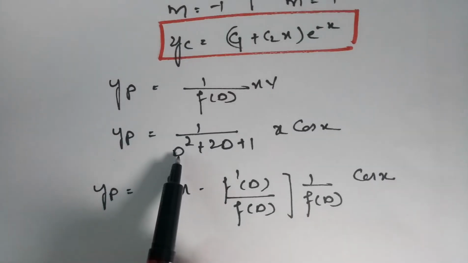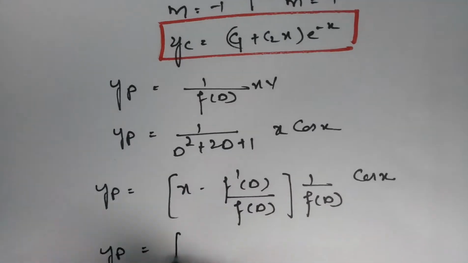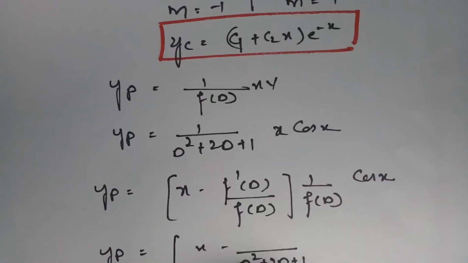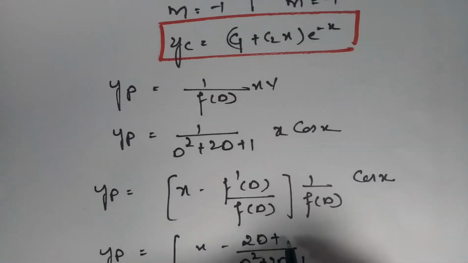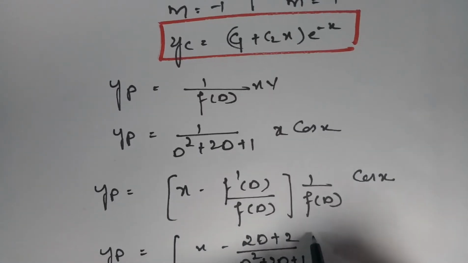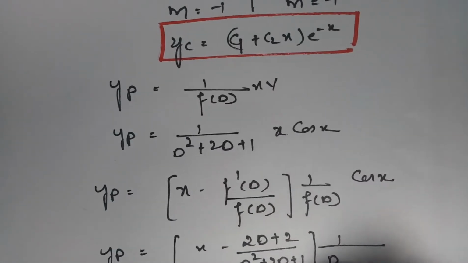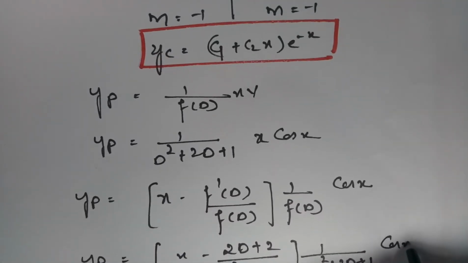What is f of D? D square plus 2D plus 1. So yp is equal to x minus, here f of D is nothing but D square plus 2D plus 1. What is the derivative of this? For D square it is 2D and for D it is 1. So again it is 1 by f of D, that is D square plus 2D plus 1 into cos x.